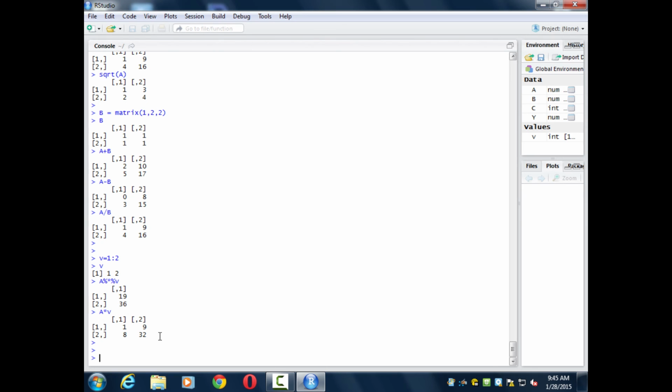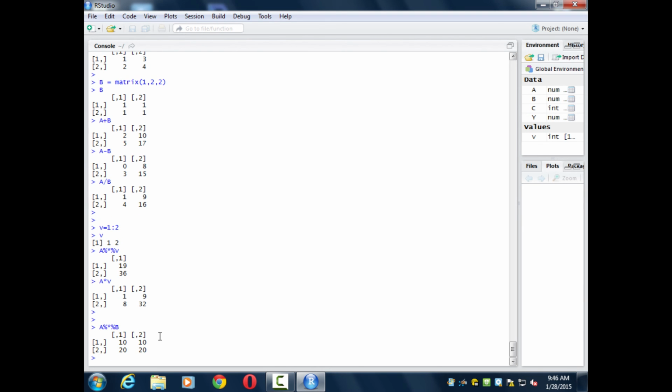Similarly, if we want to multiply A times B in terms of matrix multiplication, we will need the percent sign times percent sign, B. This would give us a 2 by 2 matrix as expected. This concludes the introduction to matrices in R.